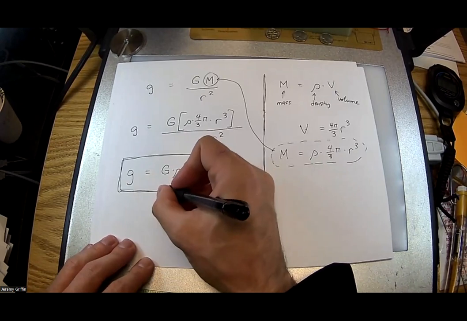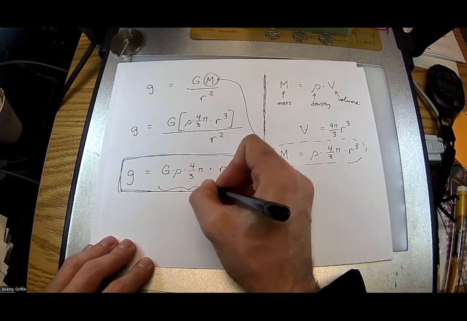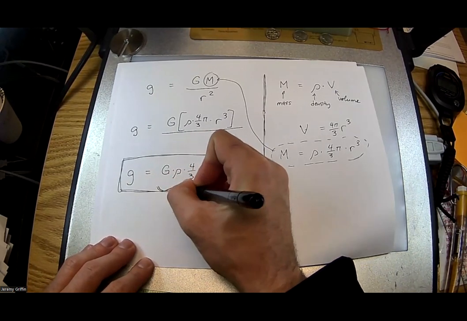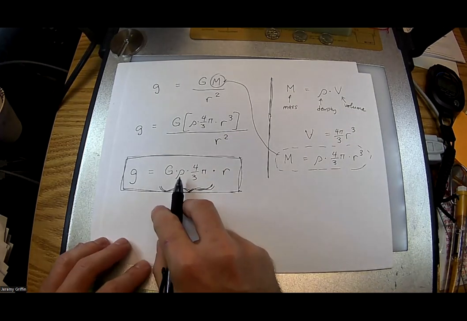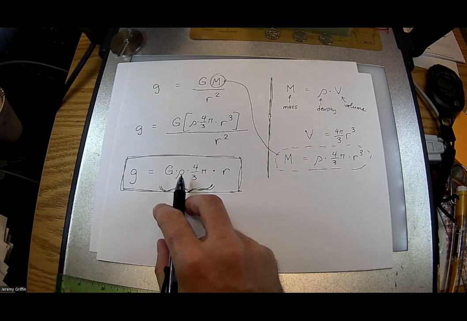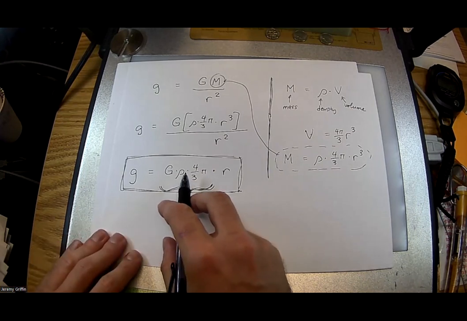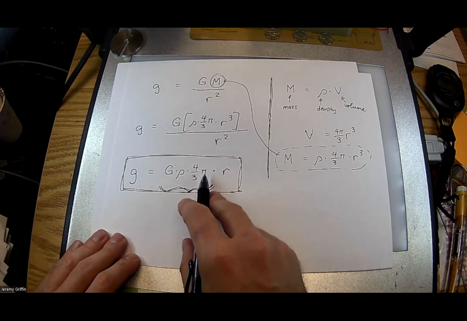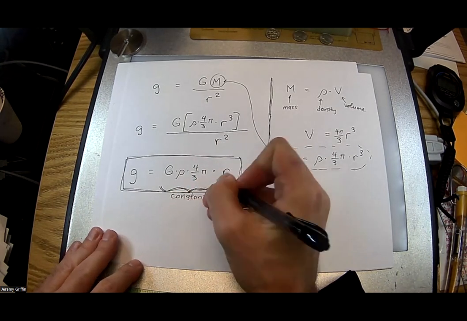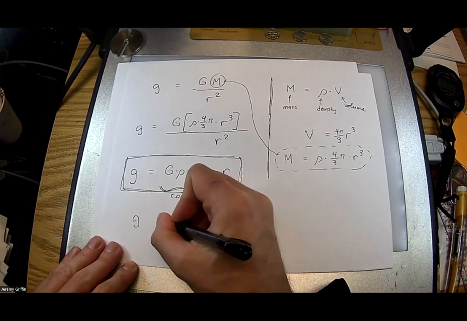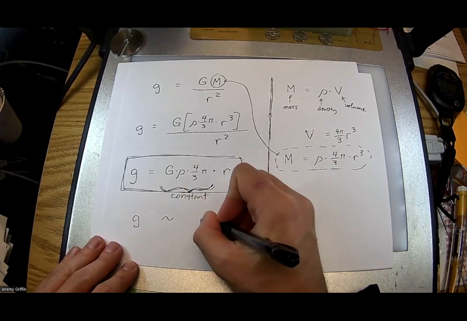You guys see all this stuff right here? All this stuff is just constants. Universal gravity constant, the density of the planet we're calling uniform, so that's just some value. 4/3 and pi are just numbers, so that's constant. And what that means is that the gravity field is directly proportional to the radial size of the planet.